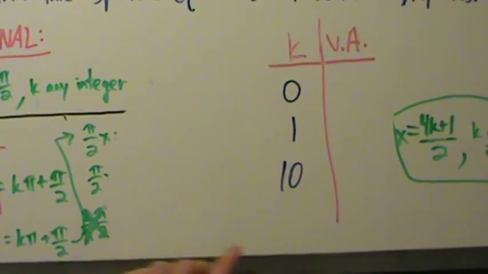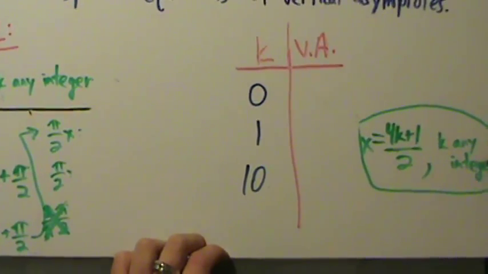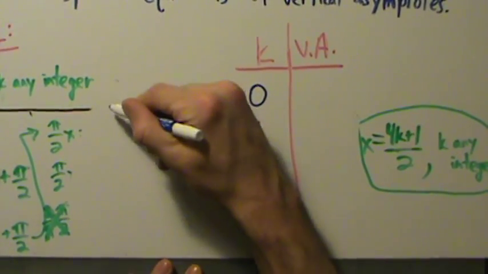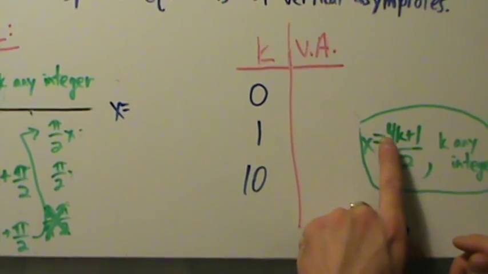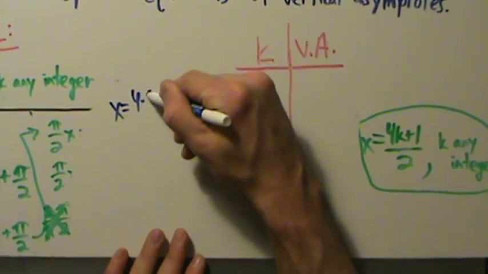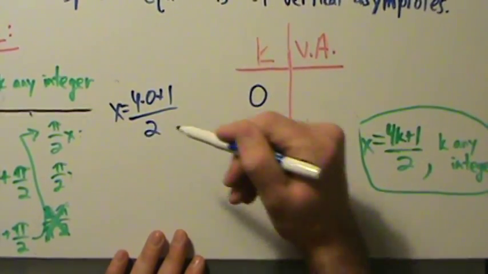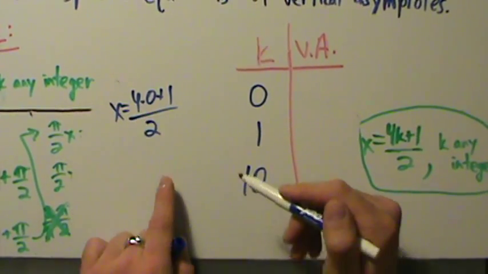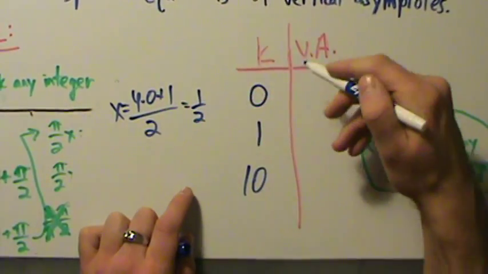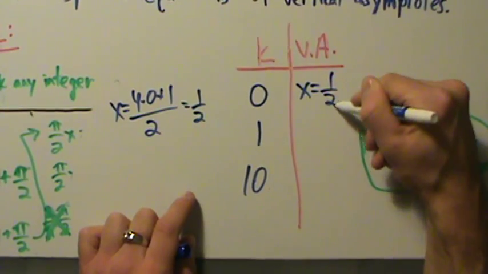Okay. What happens when k is 0? When k is 0, what do we have? We have x equals (4 times 0 plus 1) all over 2. Okay? 4 times 0 is 0, 0 plus 1 is 1, so that's 1 over 2. So this is going to be x equals 1/2.